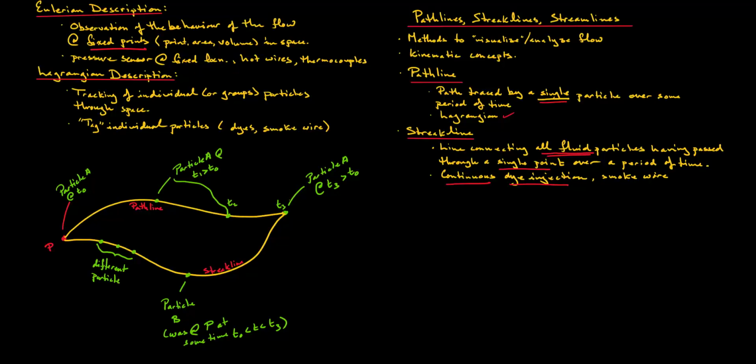Okay, so a streak line, let's consider point P. Let's use our car analogy again. So point P could be a certain intersection on a street. And you have many cars that have passed through that intersection. And the streak line would be some curve that connects all of the cars that have passed through that certain intersection. Okay?